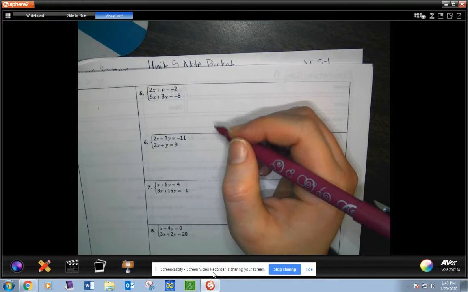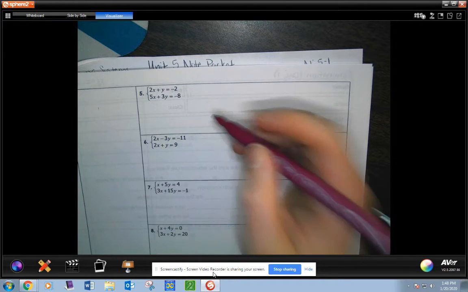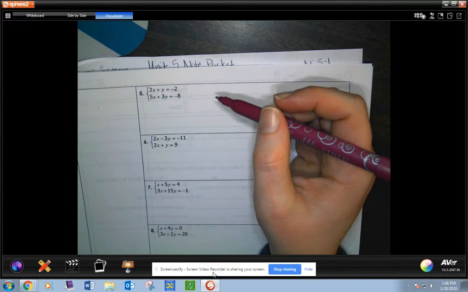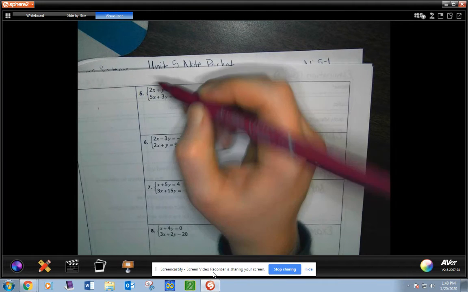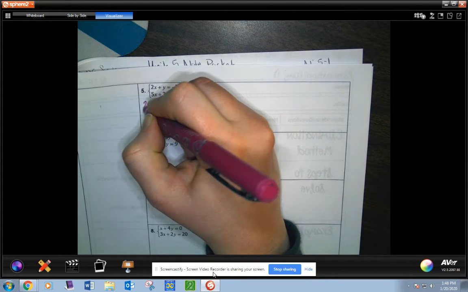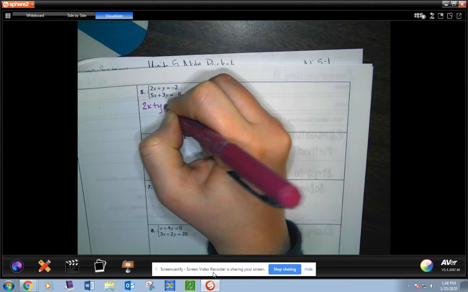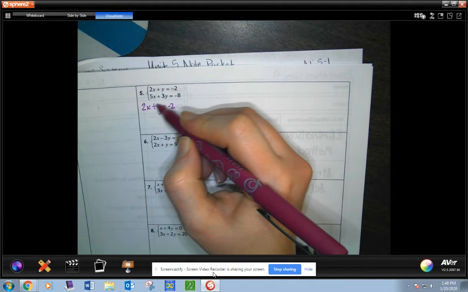So to get this to an x equals or a y equals, you find an equation where you don't have a coefficient with a letter. And remember, a coefficient's a number. So I'm going to look at this top equation. I'm going to rewrite it down here. 2x plus y equals negative 2. This does not have a number with it.